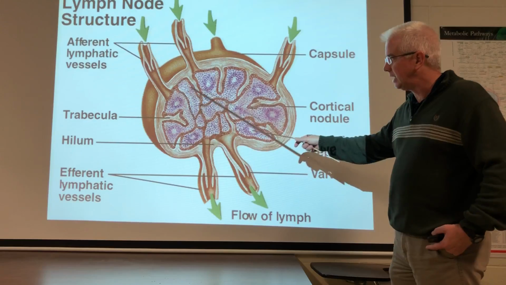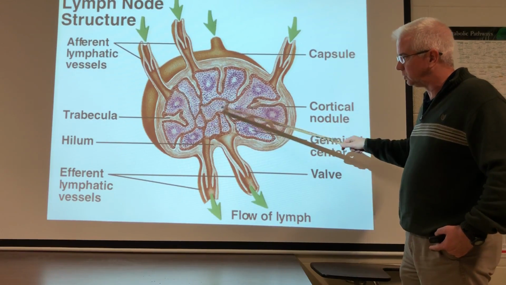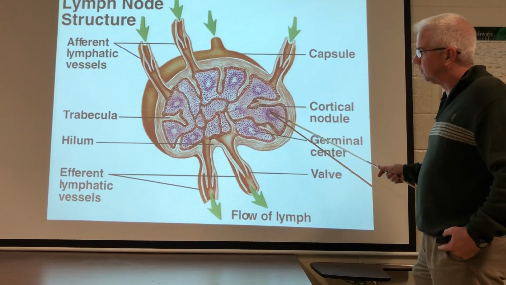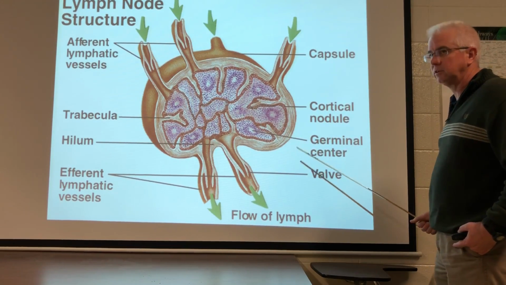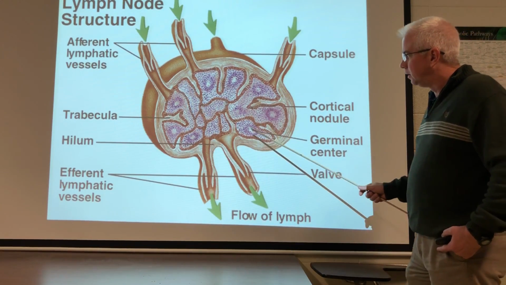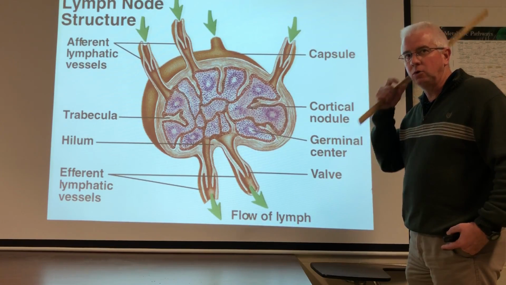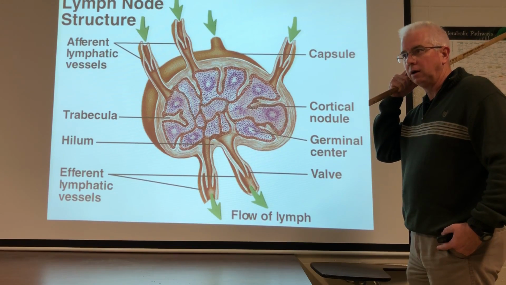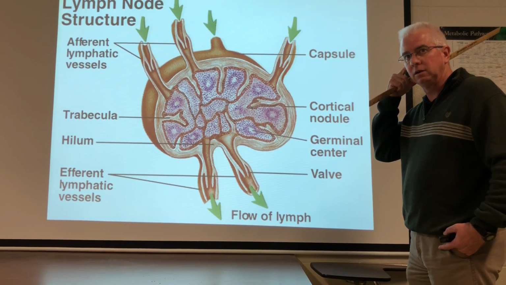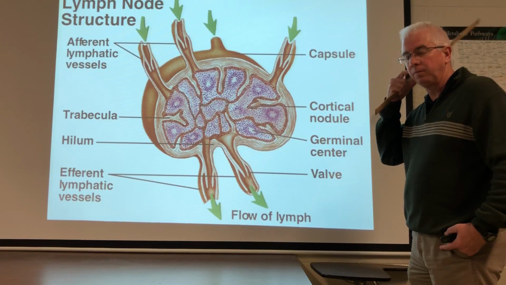So around the edges, not so much through the central regions, but more around the edges of the lymph nodes, you can see these germinal centers. Now, these germinal centers are actually local accumulations of B lymphocytes, which are part of immunity.